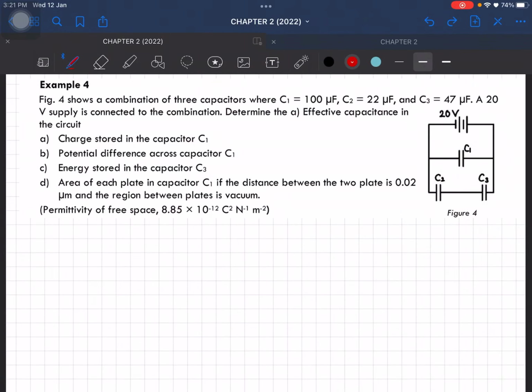Okay, example 4. Figure 4 shows a combination of three capacitors, C1, C2, and C3. They all have their own values. A 20 volt supply is connected to the combination. Determine the effective capacitance in the circuit, the charge stored in the capacitor, the potential difference across capacitor C1, the energy stored in the capacitor, and then the area of each plate in capacitor C1 if the distance is given here and the region between the plates is vacuum.